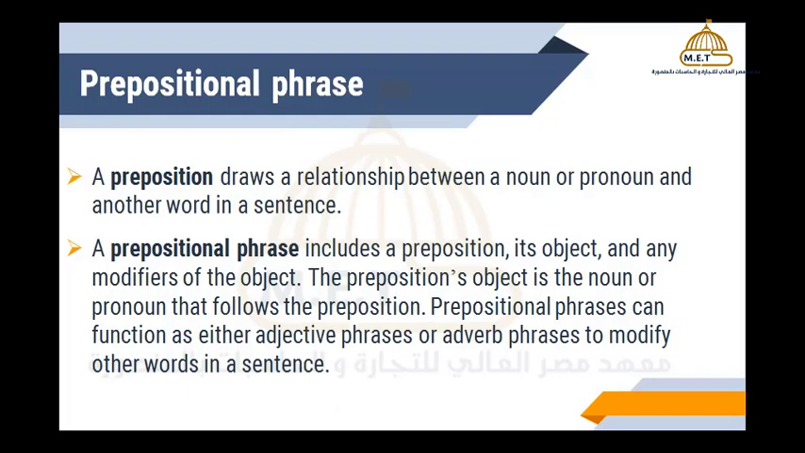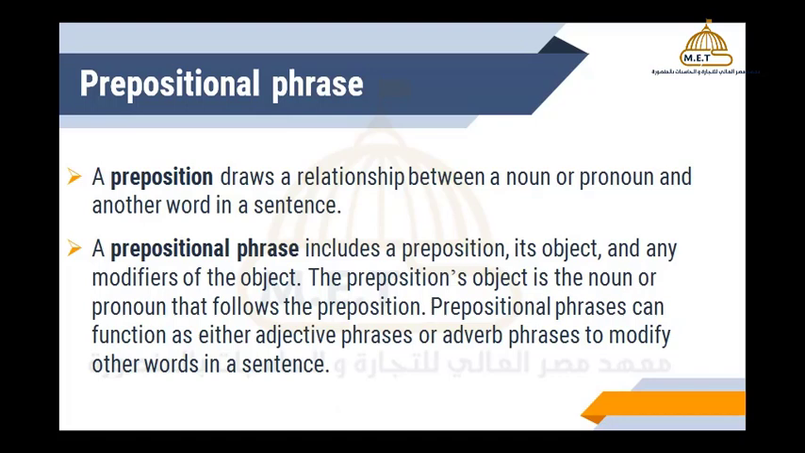A prepositional phrase includes a preposition, its object, and any modifiers of the object. I'm sorry. We took it last time in diagramming a simple sentence. If I have a preposition and I have the object of this preposition, like for example in the garden. Here in is the preposition and the object of the preposition is garden. So the prepositional phrase consists of a preposition, the object, and any modifier of this object.